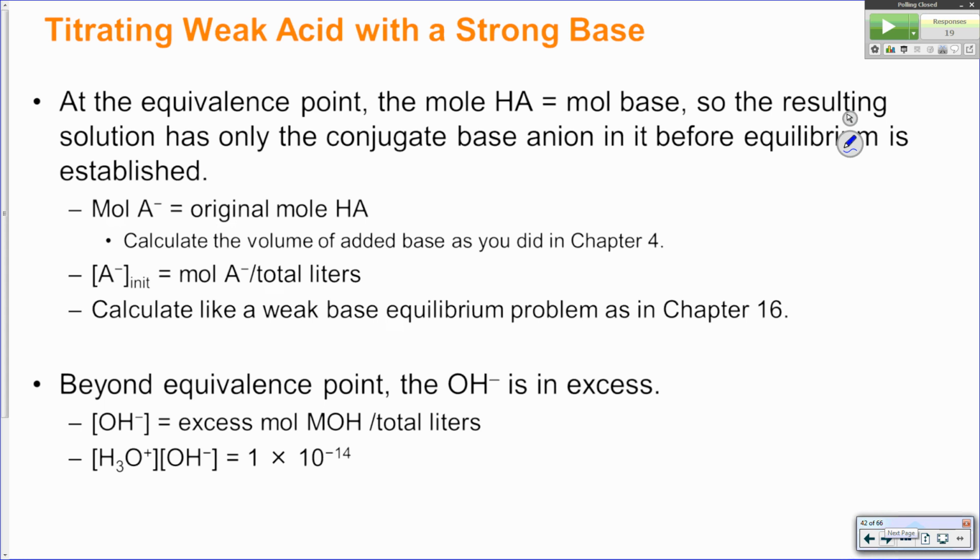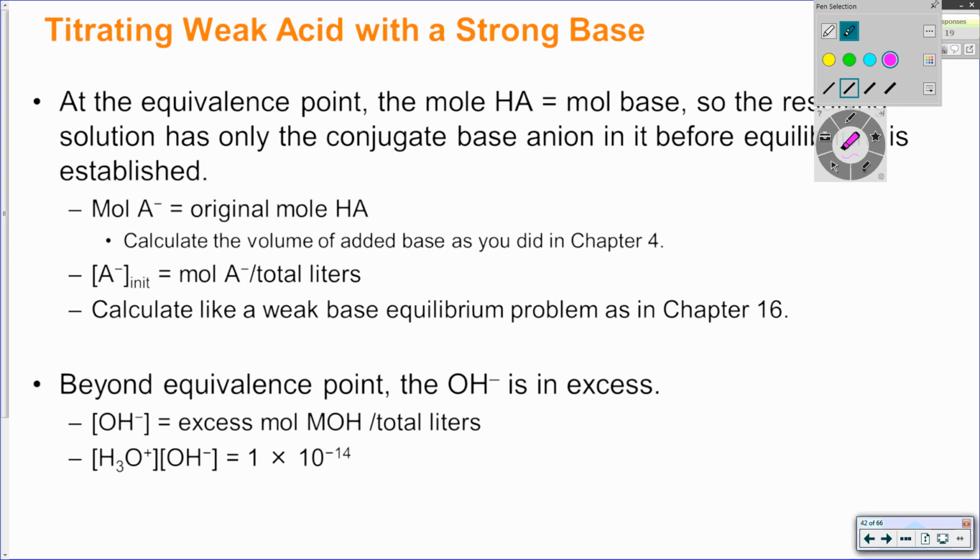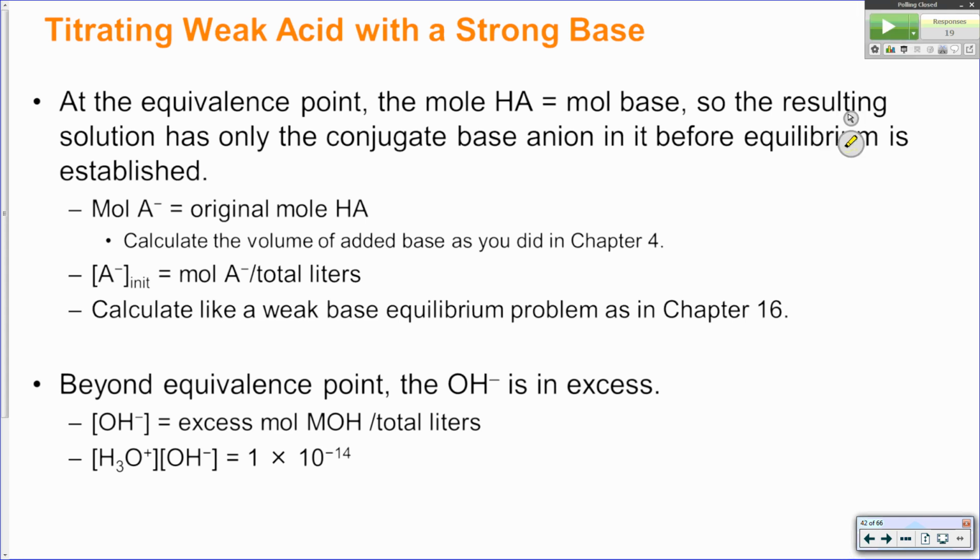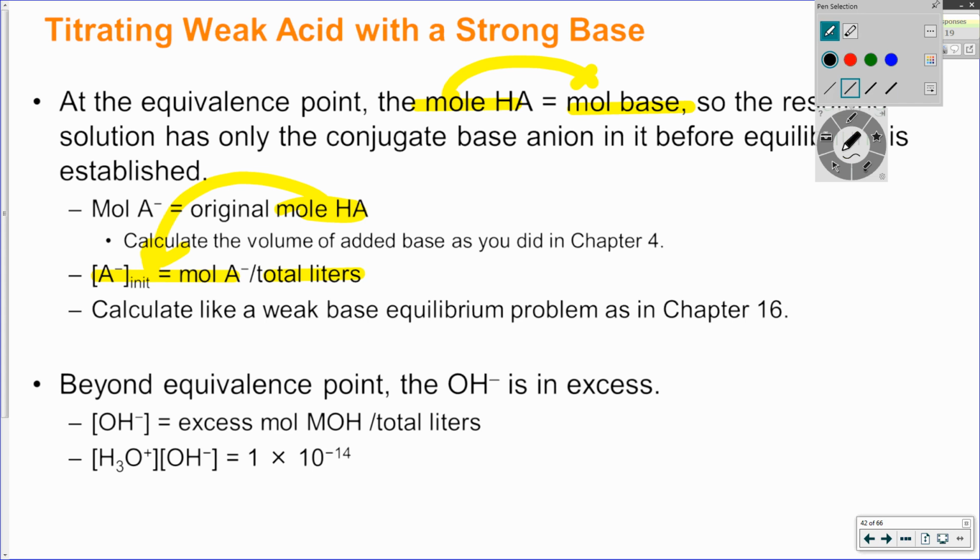If we look at the equivalence point, what's happening at the equivalence point is all of the HA has been converted into the conjugate base. So now what I do is I find out the moles that I have. All of this HA has been converted into A minus, take into account the total volume to find out its concentration, and we treat it just like a weak base that we talked about in the previous chapter.